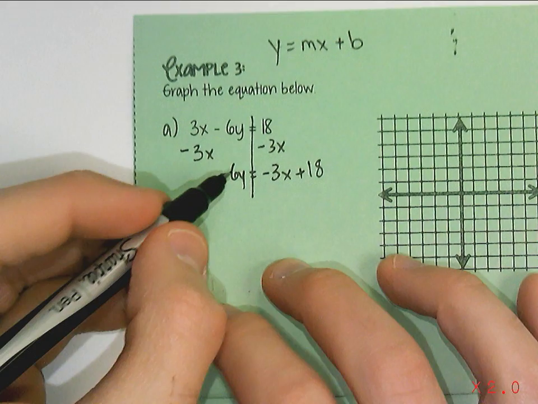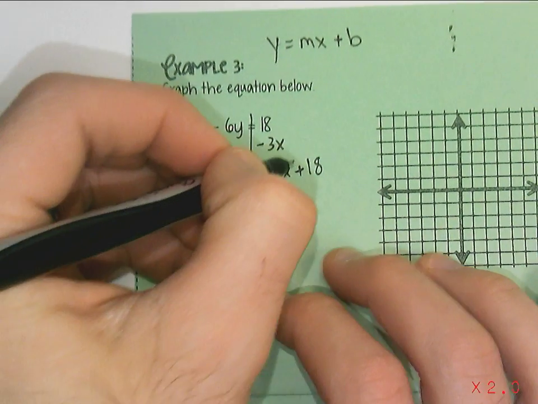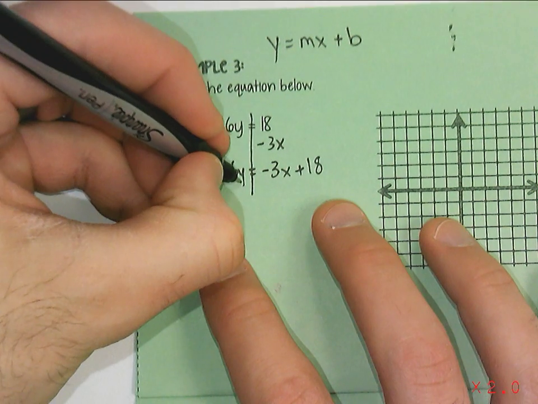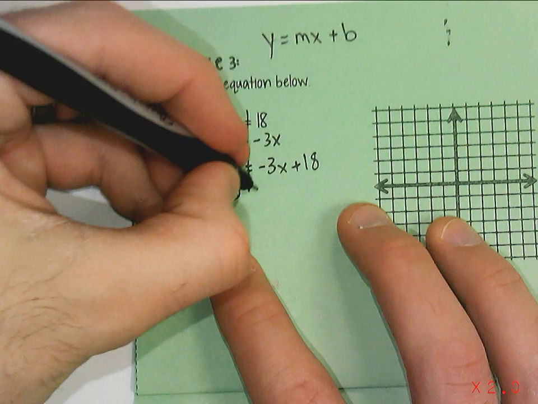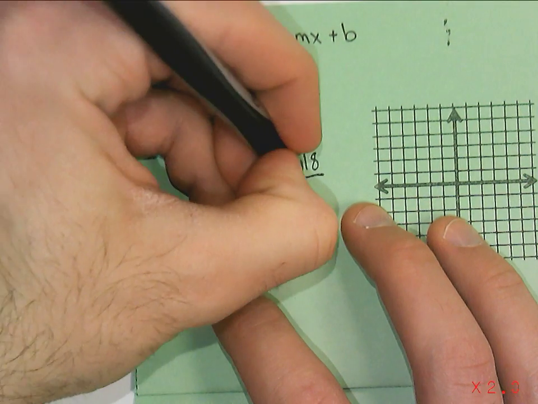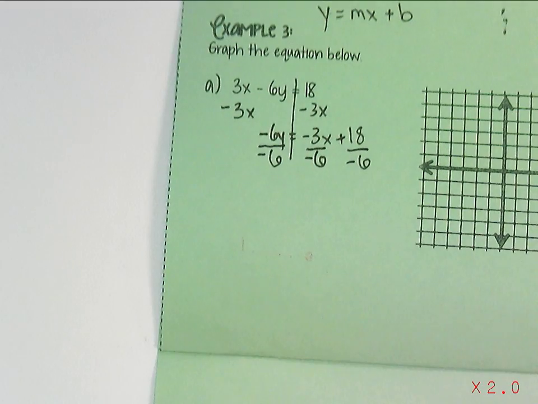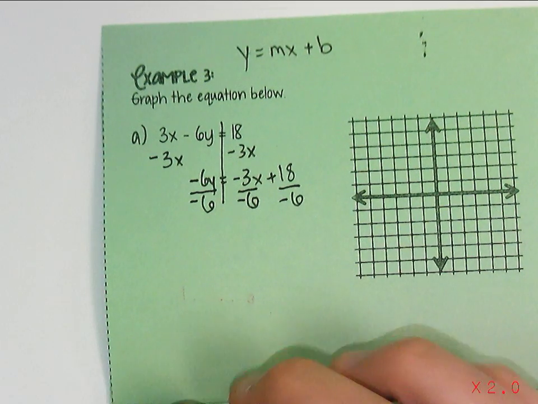Almost there. We need to get y by itself. And in order to do that, we need to divide by negative 6 on both sides. We need to divide everything by negative 6. So we need to divide this by negative 6, negative 3 by negative 6, and 18 by negative 6, because what we do to one side, we need to do to the other. We have to keep that balance when we're solving algebraically.